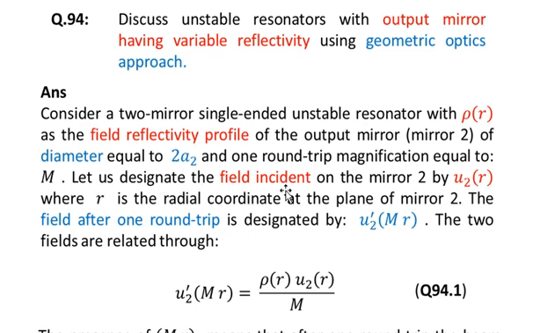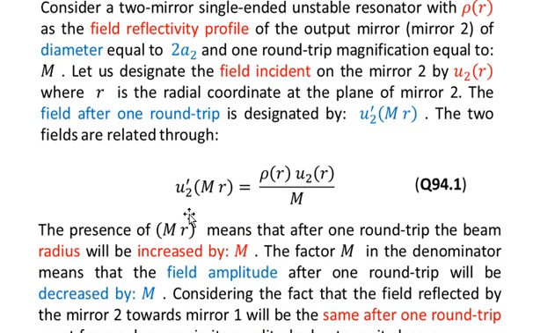Let us designate the field incident on the mirror 2 by U2 of R, that is U2 as a function of R, where R is the radial coordinate at the plane of mirror 2. The field after one round trip is designated by U2 prime as a function of MR. The two fields are related through U2 prime of MR is equal to rho of R multiplied by U2 of R divided by capital M.